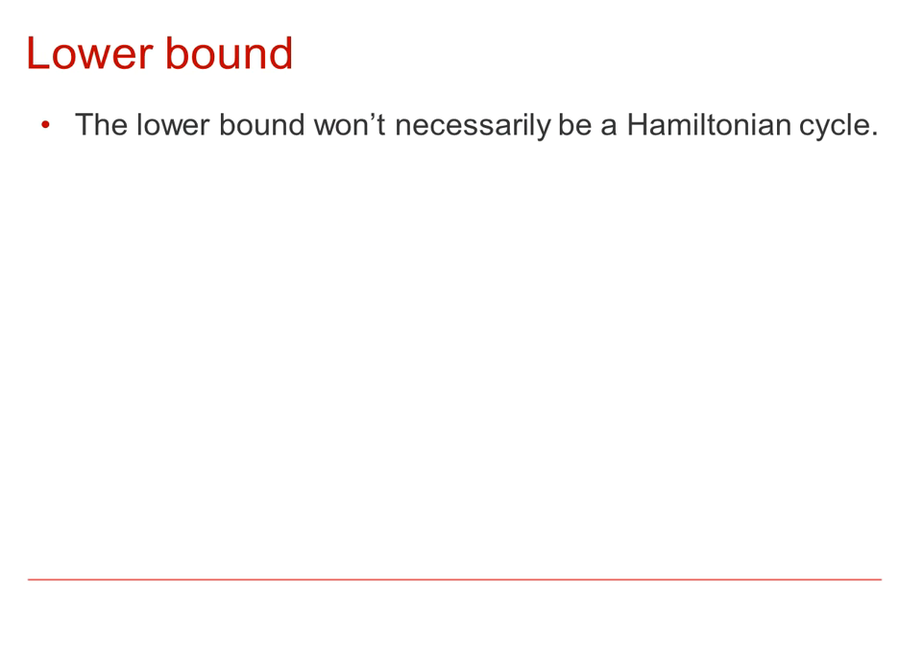From the outset, I'd like you to understand that as a lower bound, we won't necessarily be finding a Hamiltonian cycle. In other words, it's not a solution to the problem. However, it is a number that we can be sure is less than the optimal value.